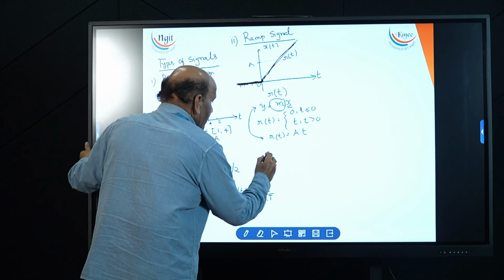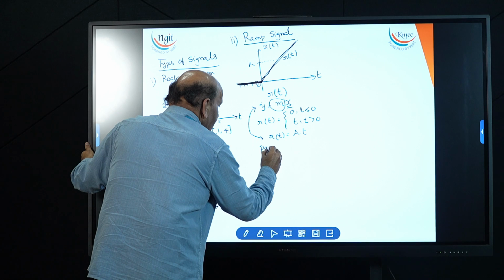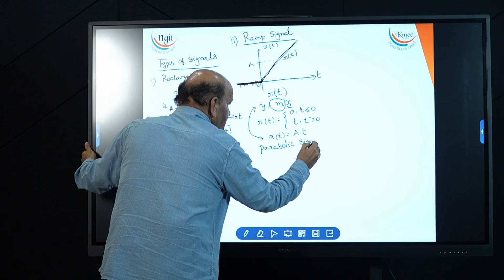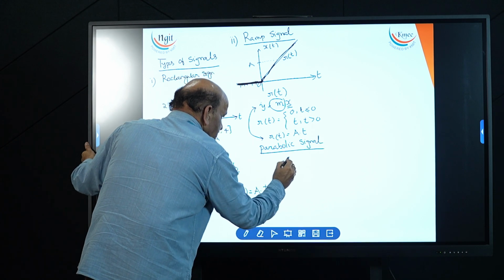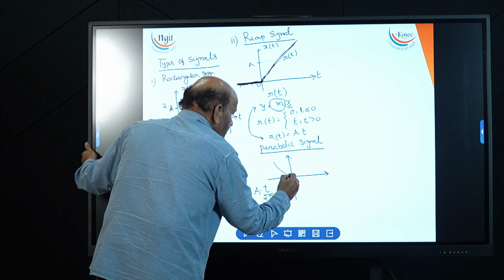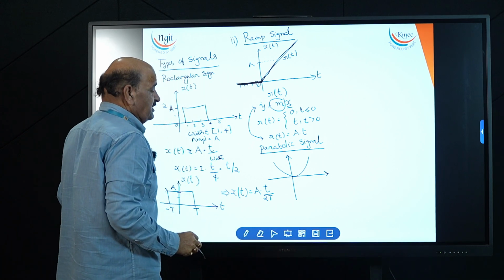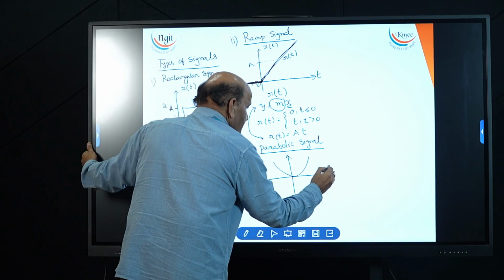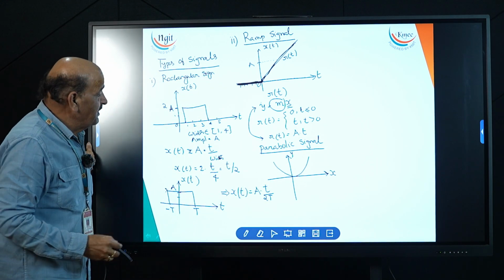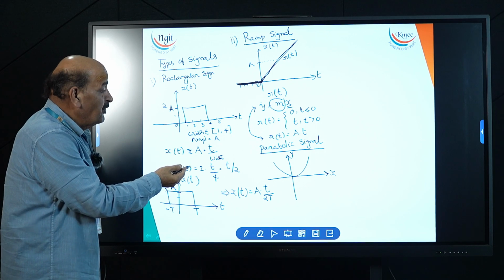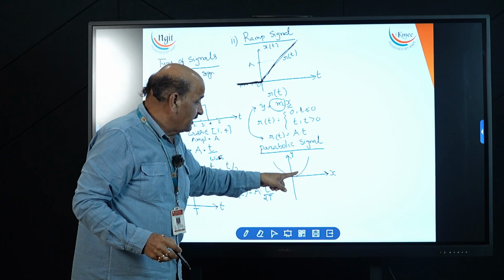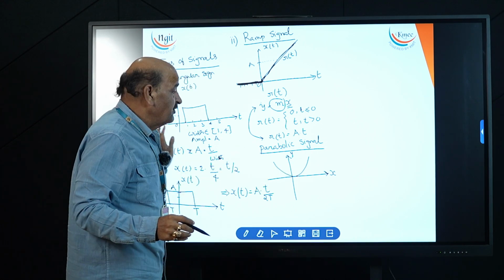Now next one. The next one is called the parabolic signal. Just look at, this is one. In intermediate, this is the parabolic representation of the graph, x, this is y. Parabolic representation, x square is equal to 4ay graph. From that we are going to get the parabolic signal in signals and systems. But there a full curve is used. Here we are not using the full curve.